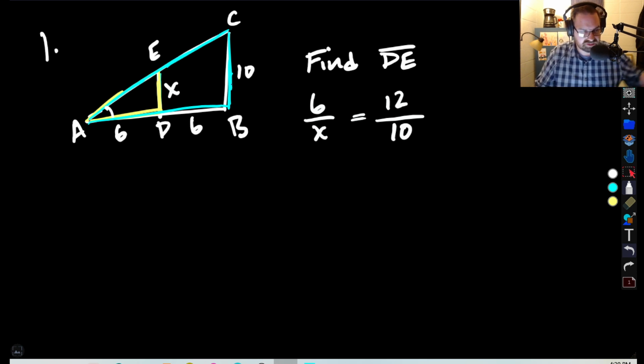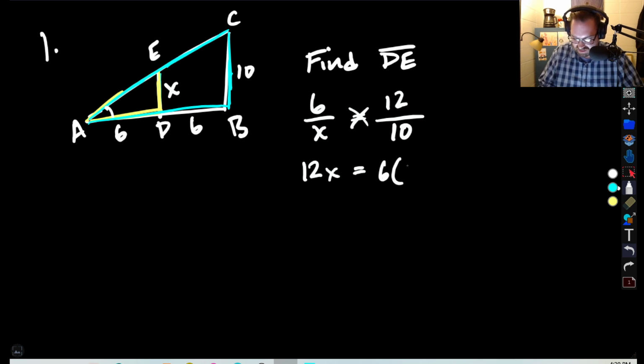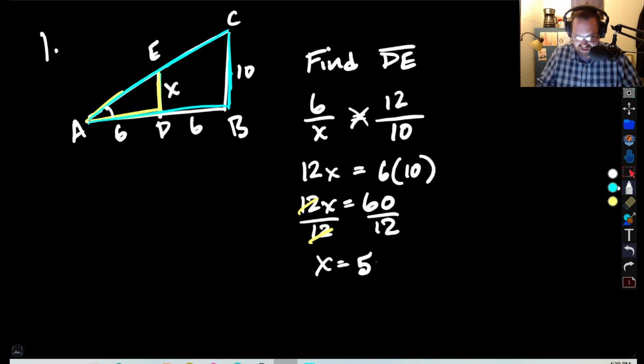Now, because we've got similar triangles, we can cross multiply everything. So we're going to have 12 times x equal to 6 times 10. 12x is equal to 60. Now I can divide both sides by 12, and the 12s are going to cancel on the left. My x here is going to equal 5. So that's going to be my length of DE.